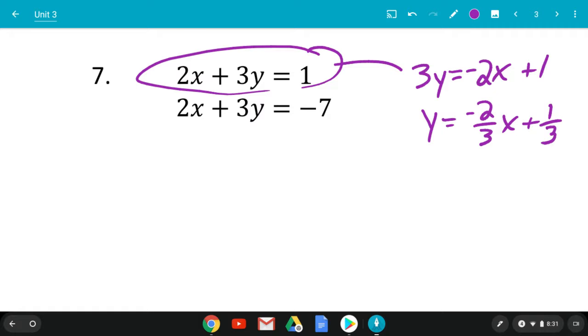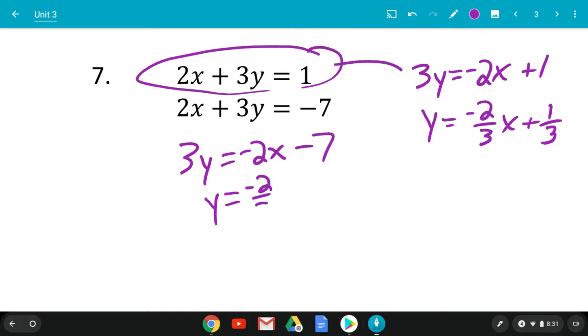The next one, I would do the same thing. Subtract 2x from both sides. I have 3y equals -2x minus 7. Divide by 3. So y equals -2/3 x minus 7/3.